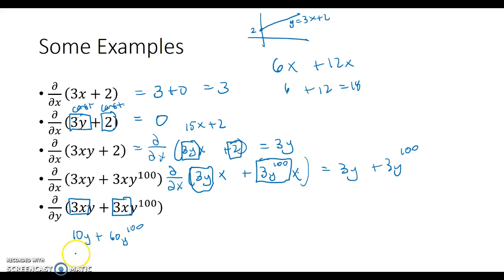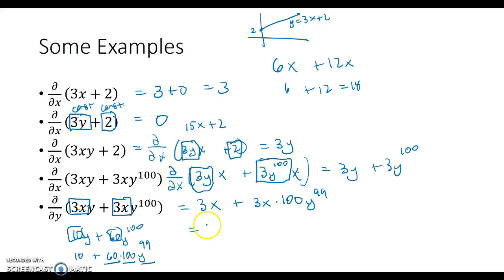Well, the derivative of 10y is just 10. The derivative of 60y to the 100th is 60 times 100y to the 99th. And so, the constant here is not 10 and it's not 60, it is 3x and 3x. So therefore, the derivative of constant times y is just the constant, which is 3x. And the derivative of constant y to the 100th is constant times 100y to the 99th. So the constant is 3x times 100y to the 99th.